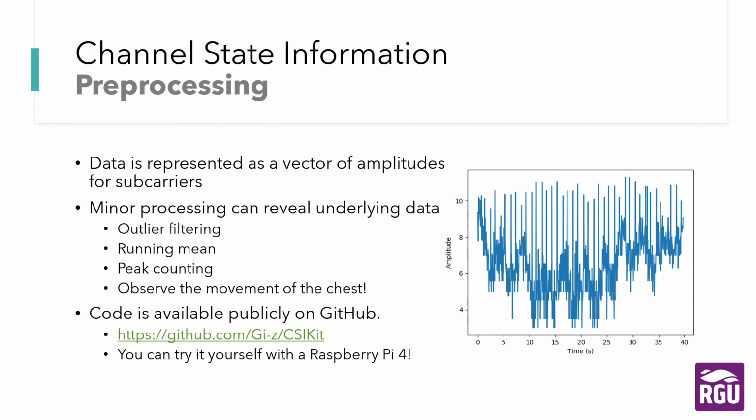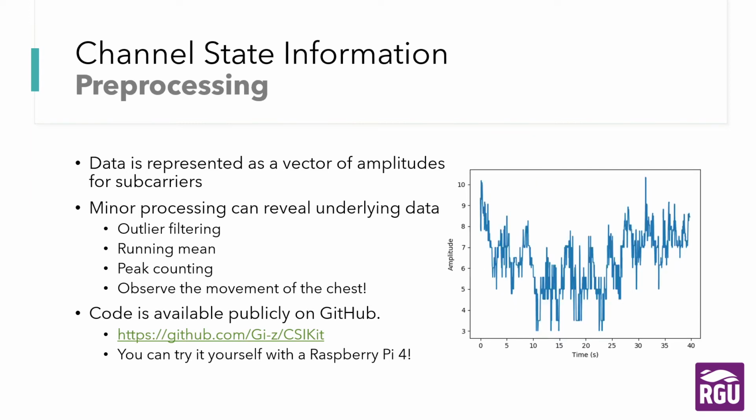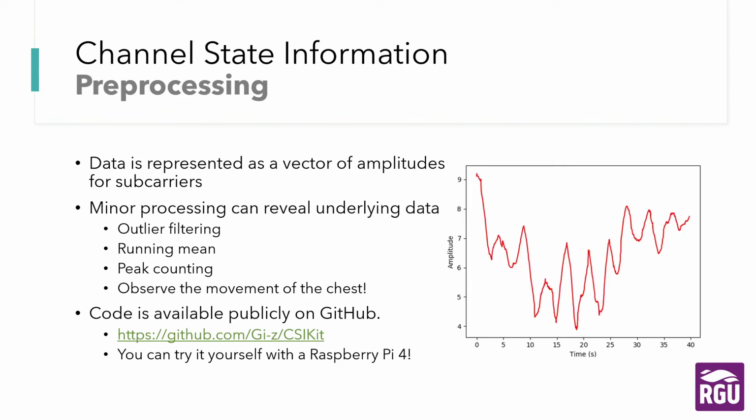So this value here looks quite noisy, and if we apply some outlier filtering, then we can already start to see an underlying signal in there. So let's go ahead and apply a running mean, and suddenly we have a signal. This signal right here shows the movement of my chest while I breathe in my chair. And it's really quite incredible to think that we can pick this up out of the air.